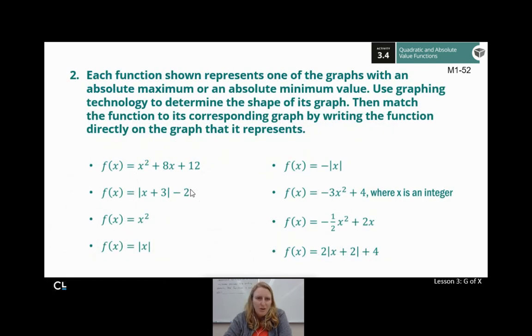And just like before, go to Desmos, graph each of these functions, then match the function to its corresponding graph. And I want you to write the function directly on the graph. Once you find that one, write the function directly on the graph. Hit pause to use Desmos and work your way through it. Hit play to keep going.